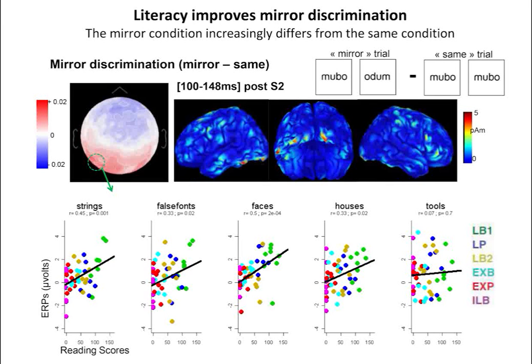Even more important, we confirm that during the very same time window, we have improvements in mirror generalization. So now we compare situations where we flash a mirror trial and we compare it to the same trial. Does the brain discriminate these two types of trials? If it does, it means that the brain has learned that these should be treated differently. And we find that the brain treats them differently for strings in the same sort of region in the left occipitotemporal cortex. And again, there is a little bit of generalization to false font and especially to faces, not so much to houses and not at all to tools.